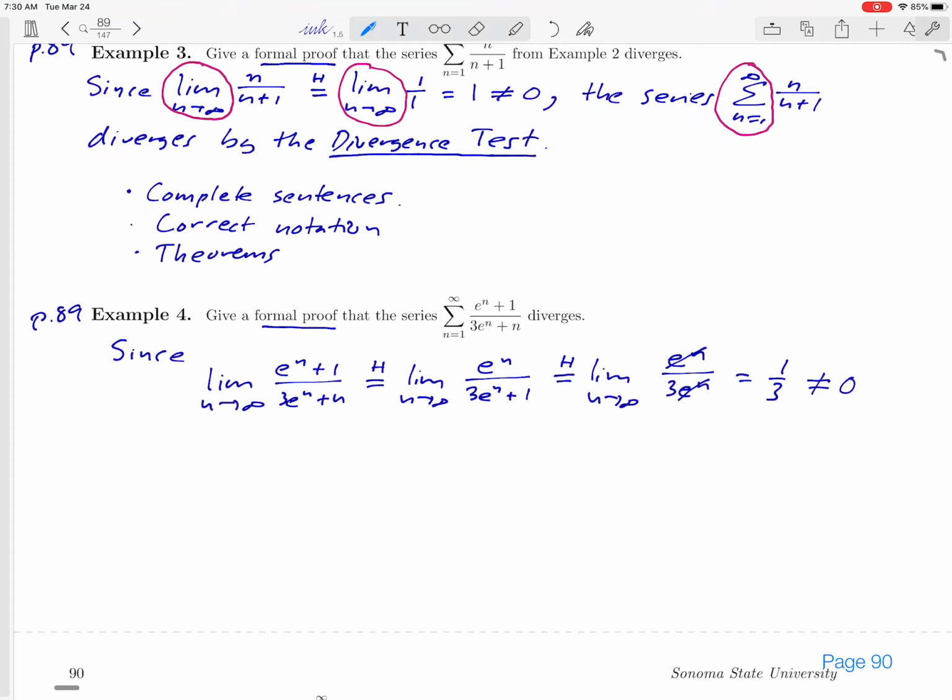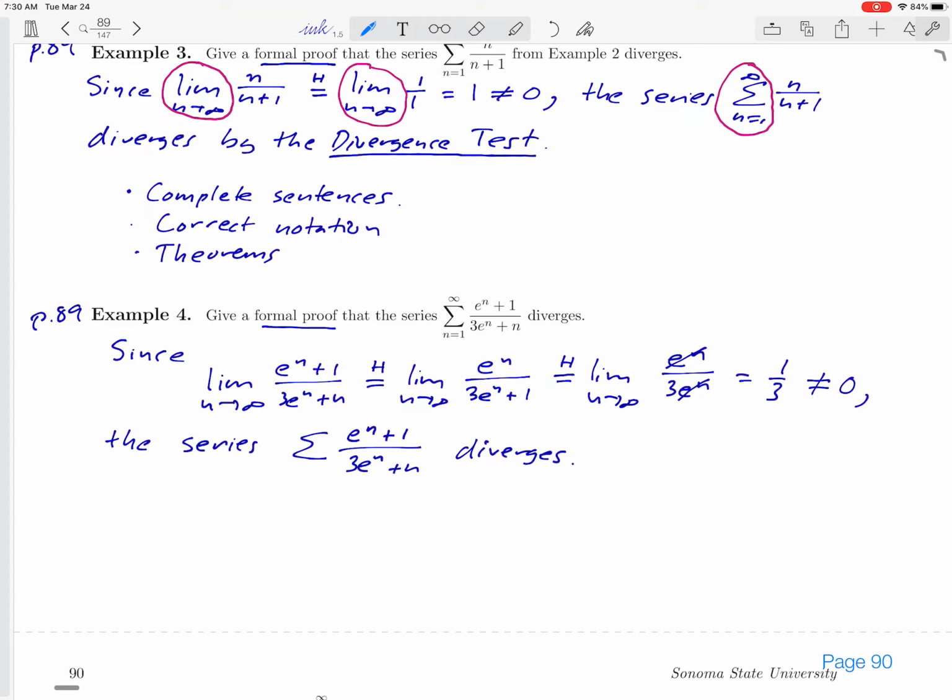And what's nice is that that number 1/3 we got is indeed not equal to 0. And so, by the divergence test, the fact that that limit is not 0 allows us to conclude that the series diverges. Okay, and there's our proof.